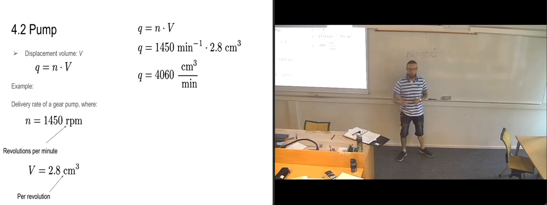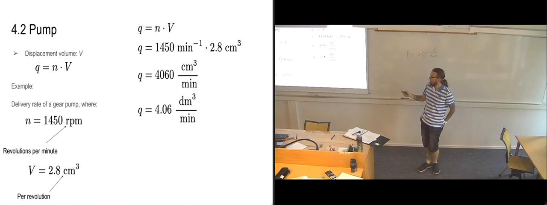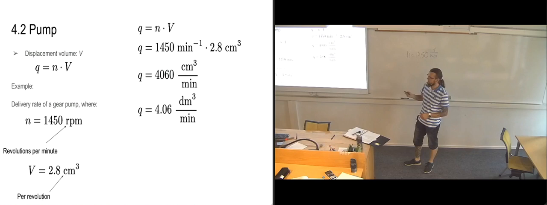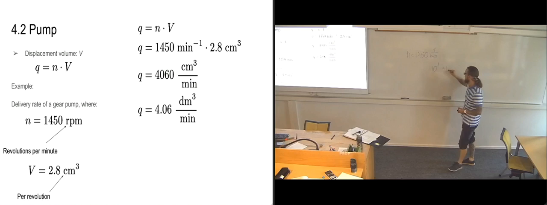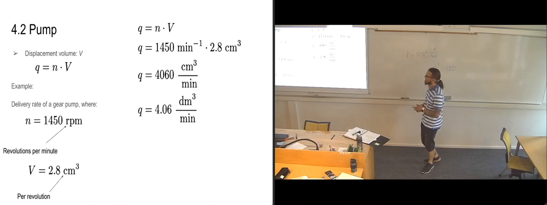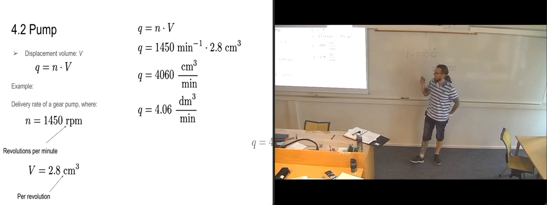So what we do is we convert it from cubic centimeters to cubic decimeters. And of course, you have 10 centimeters inside 1 decimeter. But since it's cubic, you have to do it to the power of 3. So 10 to the power of 3, that is of course 1,000. And since we are going from the small unit to the big unit, we have to divide by 1,000. So we get 4.06 instead of 4,060. And a cubic decimeter is exactly the same as a liter. So then we get liters per minute for this one.